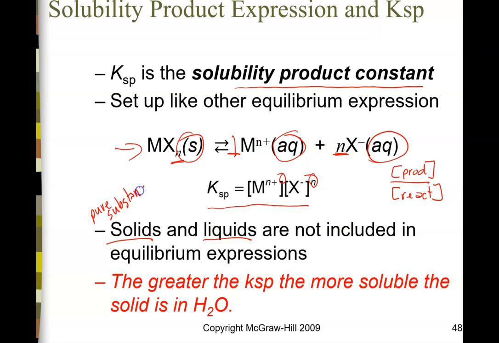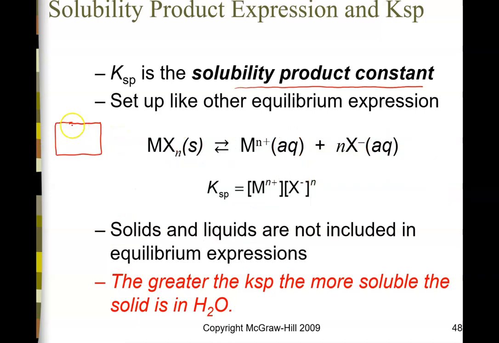Because they're pure substances, their concentrations don't change when you add more or take some of them out, right? Think of it as density. If I had a block of gold that had a density of 20 grams per centimeter cubed, right? So just imagine, I'll erase some of this so I can draw. So if I had this block of gold, and gold has a density of 20 grams per centimeter cubed, if I cut this gold in half, right?